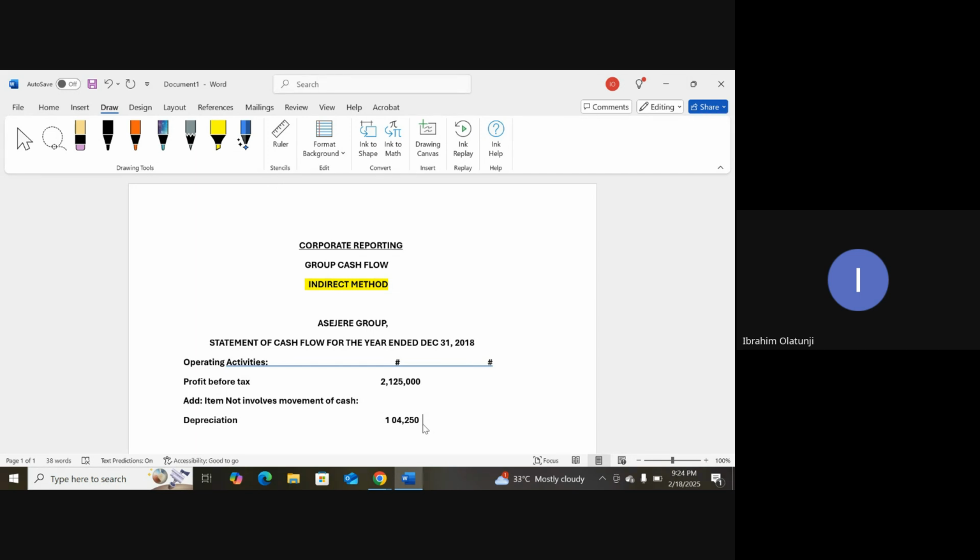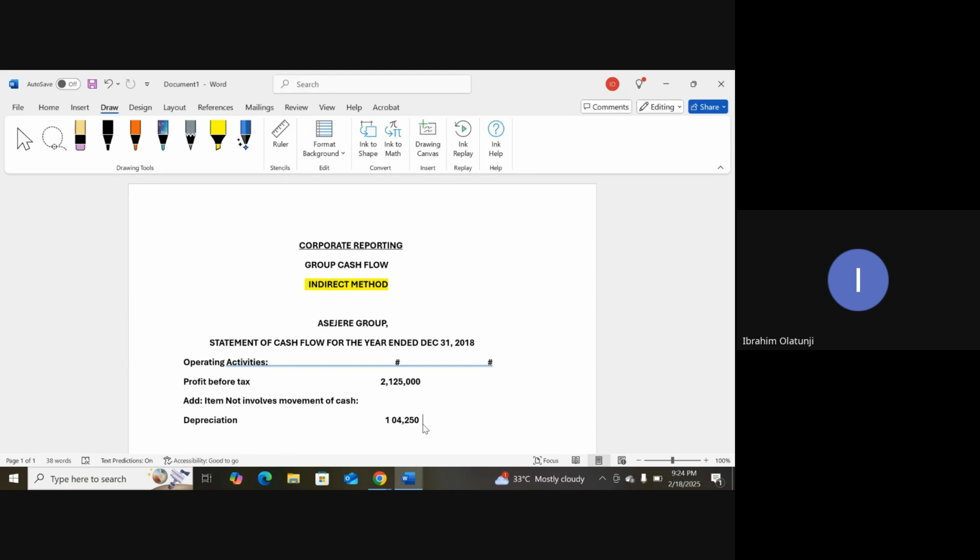Another thing that we also think of is that if there is a goodwill written off, let's assume there is a goodwill written off, we have to add it back. Because when you are writing off goodwill, automatically you are expensing it. Then, if you want to do the cash flow, you have to add it back because it does not involve the movement of cash.